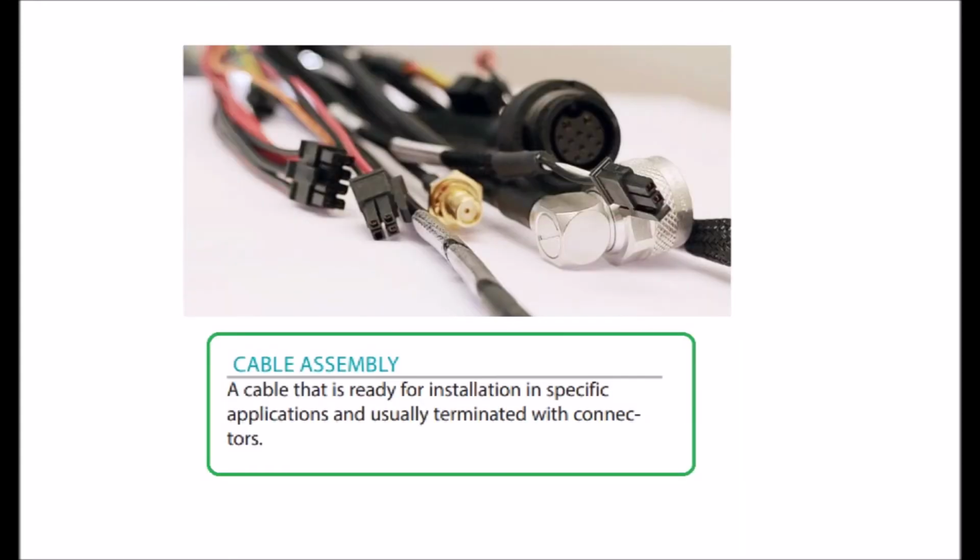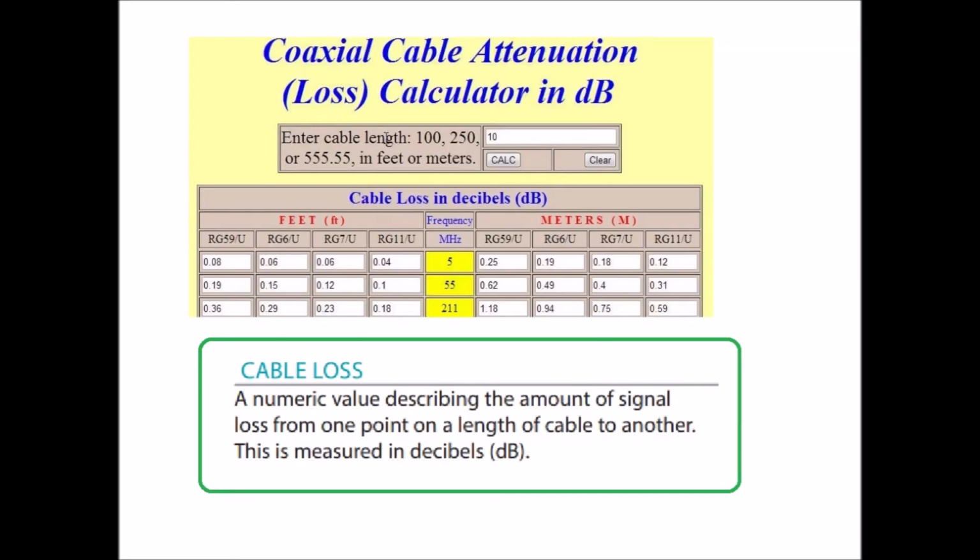Cable assembly. A cable that is ready for installation in specific applications and usually terminated with connectors. Cable loss. A numeric value describing the amount of signal loss from one point on a length of cable to another. This is measured in decibels.